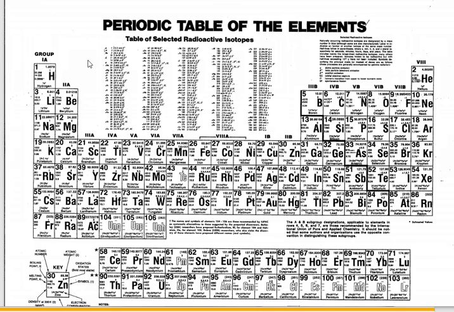The identity of each element is how many protons it has. So hydrogen is a gas. It's the lightest of all the atoms. It's so light that most of the atoms don't even have a neutron. It's just a proton and an electron, and that's all there is to it. So it's very simple and very light. And it has one proton, and its atomic number is 1.